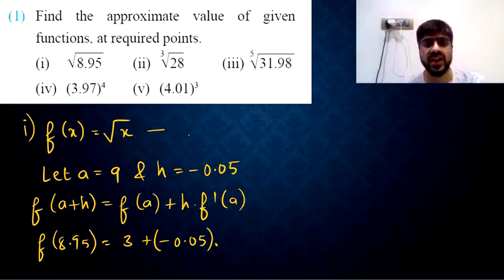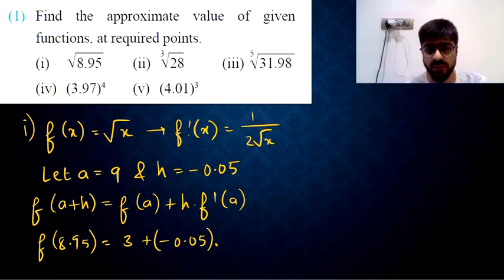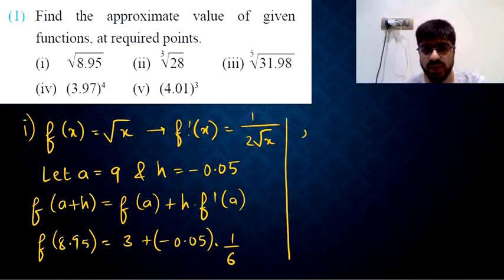So when you go for f dash x, that's the derivative of root x, that will be 1 upon 2 root x. So this will get multiplied with f dash a, that is f dash 9, and f dash 9 is going to be 2 root 9 in the denominator, that is 2 into 3, which is 6 in the denominator. So we have 3 plus minus 0.05 into 1 upon 6, and that is going to give us f of 8.95. f of 8.95 will be root over 8.95.